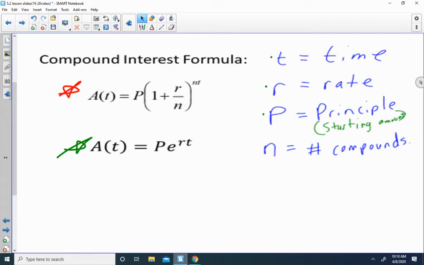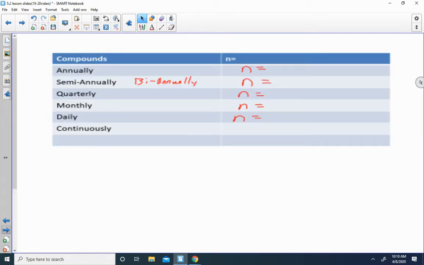Now let's move on. So before we look at some actual examples, I need to talk about the type of compounds that you're going to come across. In some of the examples, it won't tell you the exact number of compounds, but it will give you a word, and you're supposed to determine how many compounds that is. So the first one, let's say you have a company that tells you that it's going to compound annually.